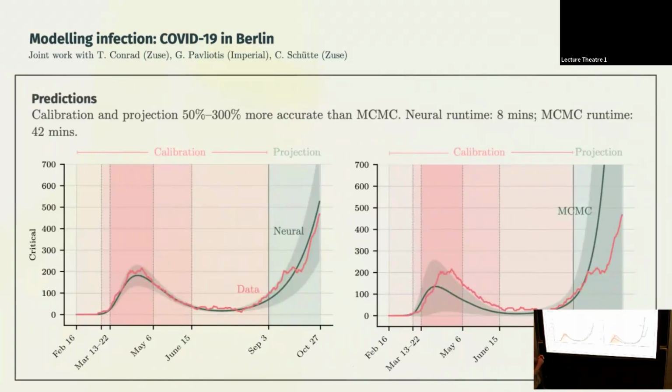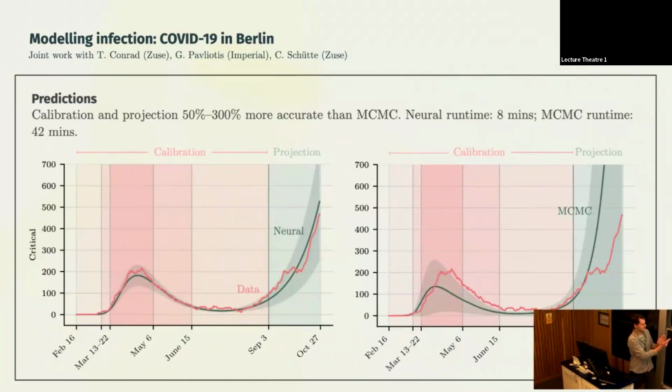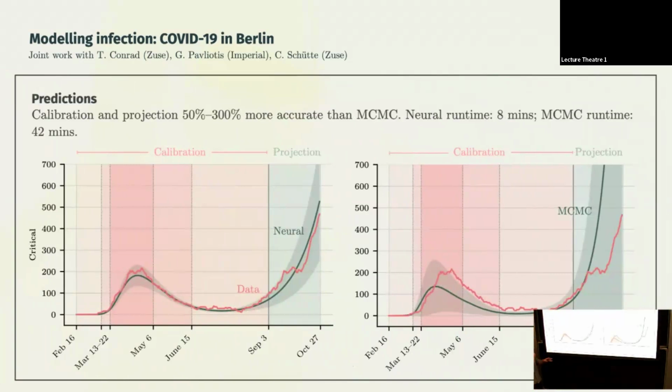We took the data set and split it into a training and a test part, or a calibration and a projection part. The section from February to September we used to calibrate the model, and then we made a projection 2 months into the future to see how well it would predict the actual trajectory of the pandemic.